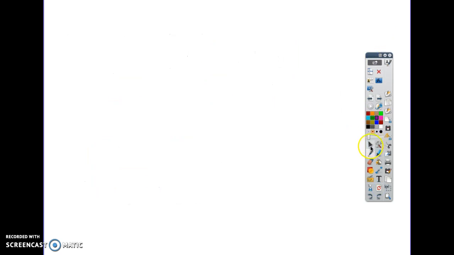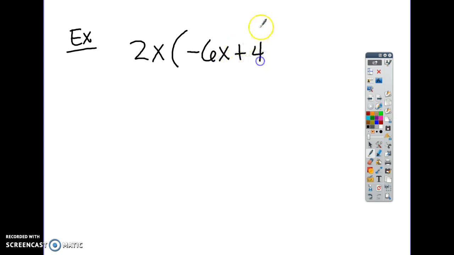And the last one, I just want to show it to you so you don't say that you've never seen this before. If you see 2x parentheses negative 6x plus 4, okay, no equation, no equal sign, all you are doing is distributing. That is it. That is all you're going to do. So you're going to multiply the numbers. You have 2 times negative 6 in the calculator. That gives you negative 12.